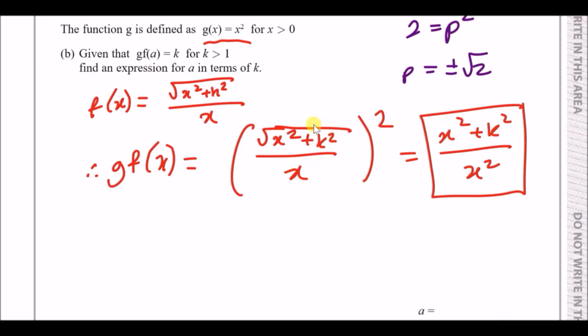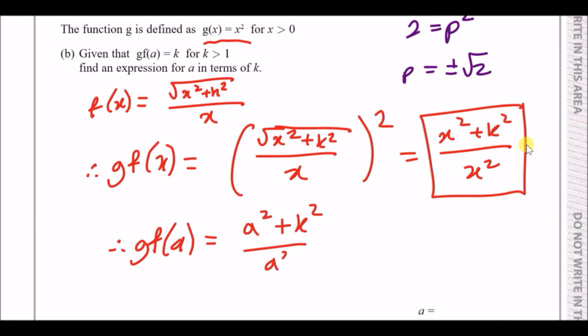So that's what they want. That's g of f of x. Now let's answer the question. It says given that g of f of a equals k, so in other words, replace the x with a and make it equal to k. So let's write it down. So g of f of a equals a squared plus k squared over a squared. So remember, all the x's become a, and that's supposed to equal k. Find an expression for a in terms of k.